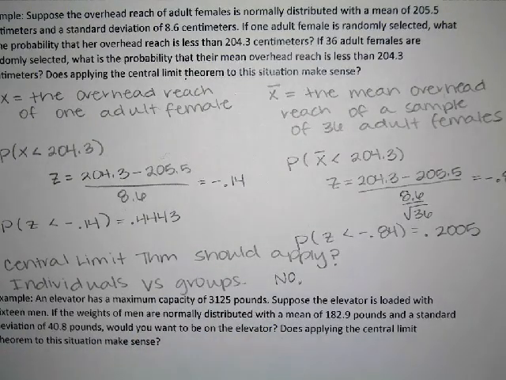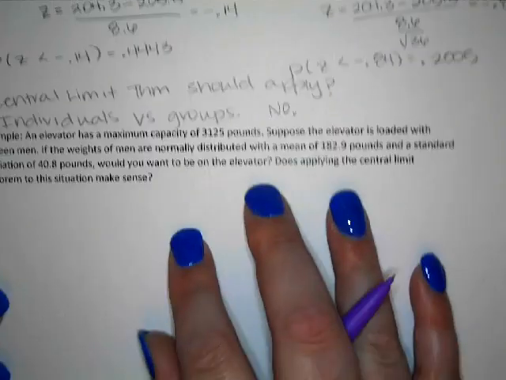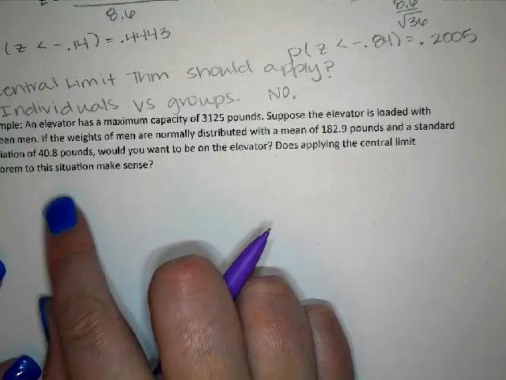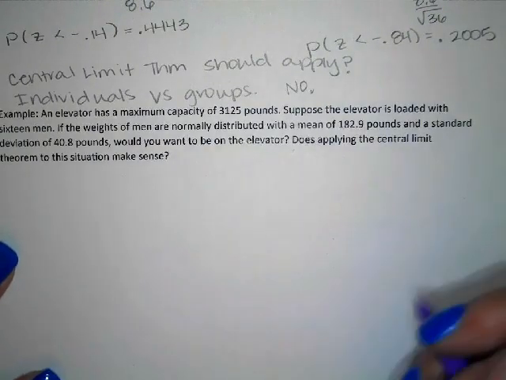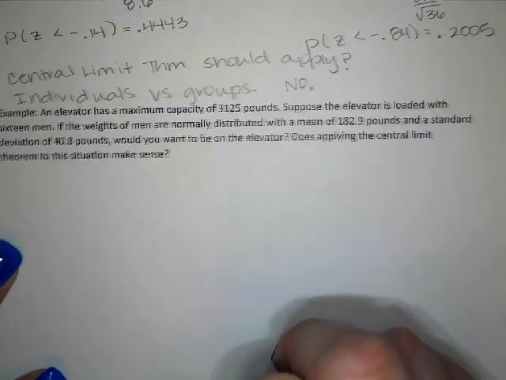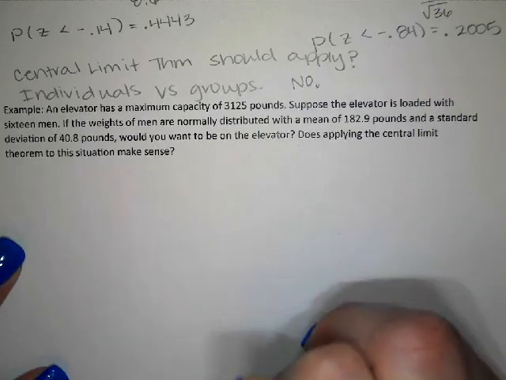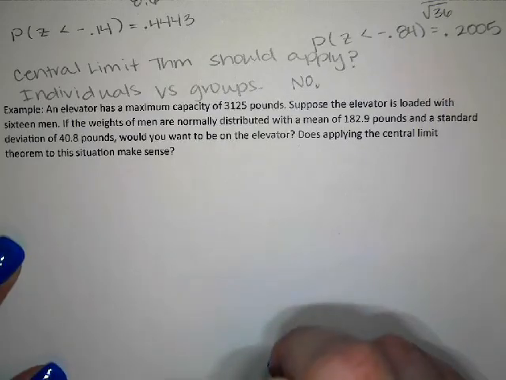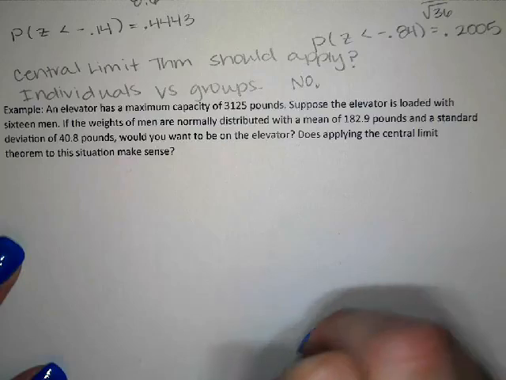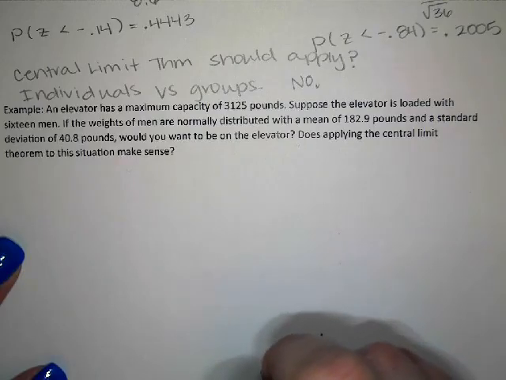All right. The next situation says an elevator has a maximum capacity of 3,125 pounds. Suppose the elevator is loaded with 16 men. If the weights of men are normally distributed with a mean of 182.9 pounds and a standard deviation of 4.8 pounds, would you want to be on the elevator? Does applying the central limit theorem to this situation make sense?